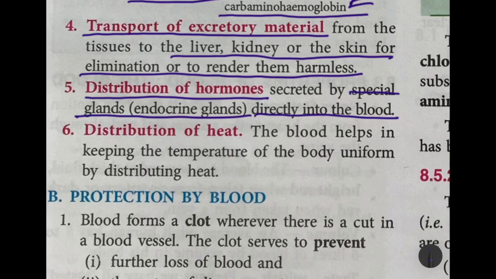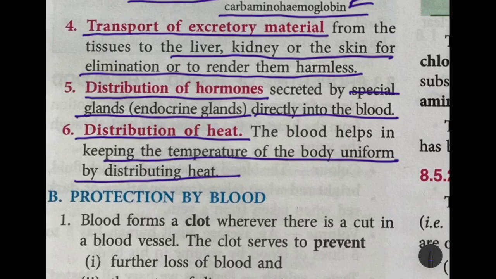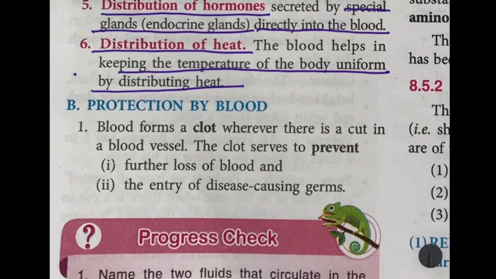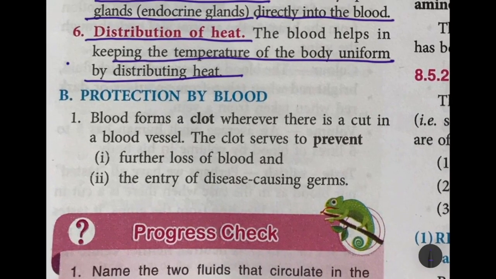Next is distribution of heat. The blood helps in keeping our body temperature uniform because heat is distributed by the motion of blood. You know, the blood is in continuous motion. Now moving on to protection by blood.